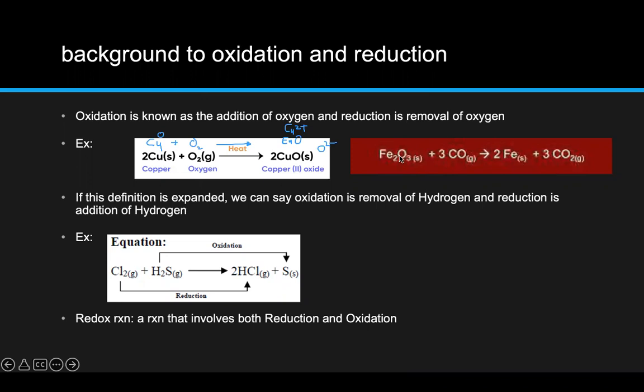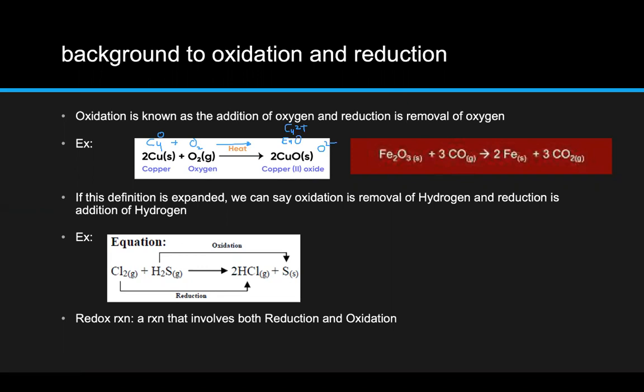So it has lost oxygen. Removal of oxygen is reduction. And so iron oxide has been reduced, while copper monoxide has gained an oxygen atom, and so it has been oxidized. And that's it in terms of removal and addition of oxygen atoms.